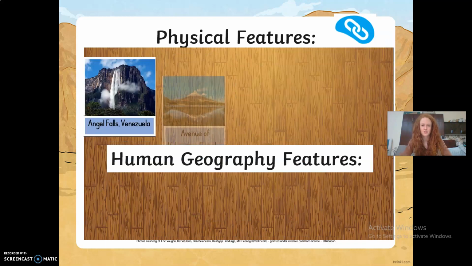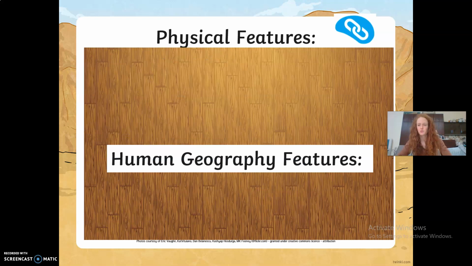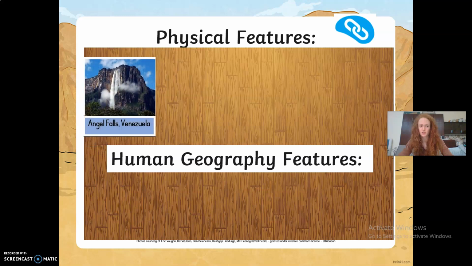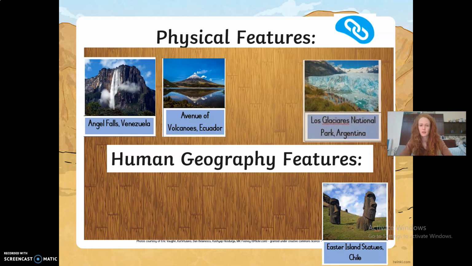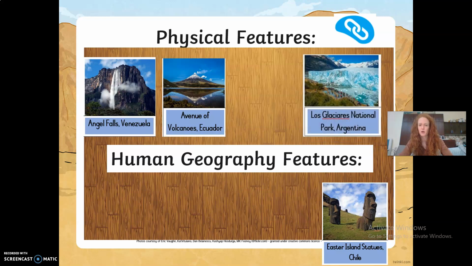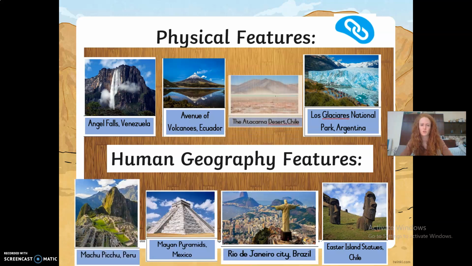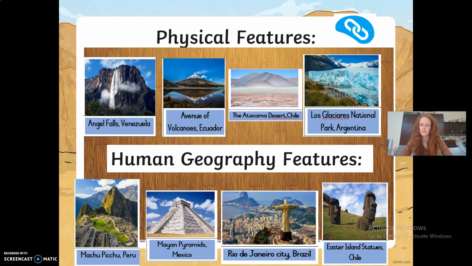All right. So, as we know, physical features are features that are out there in nature that are really untouched by humans. So these were Angel Falls, Venezuela, Avenue of Volcanoes, Ecuador, Los Glaciares National Park in Argentina. I'm sorry about the bottom ones, not sure why it's coming up this way. But this is how it should be sorted in groups. So once again, physical features: Angel Falls, Venezuela, Avenue of Volcanoes, Ecuador, the Atacama Desert in Chile, and Los Glaciares National Park, Argentina.